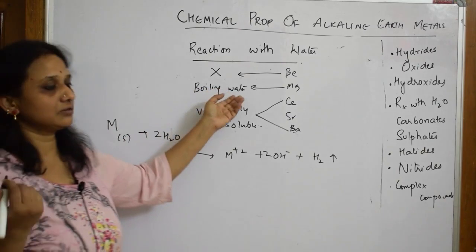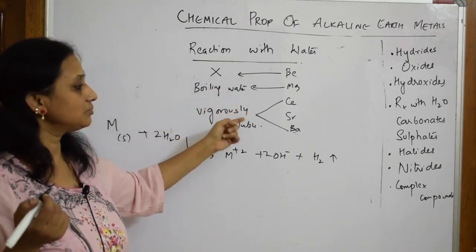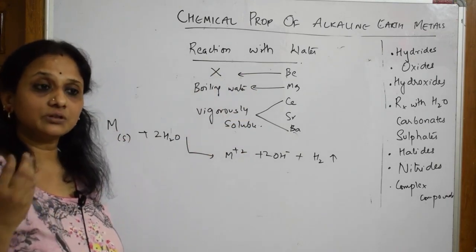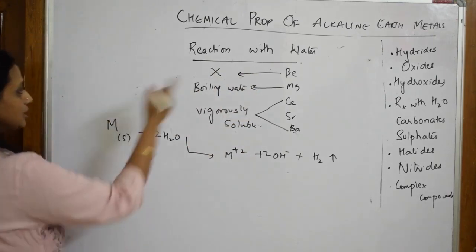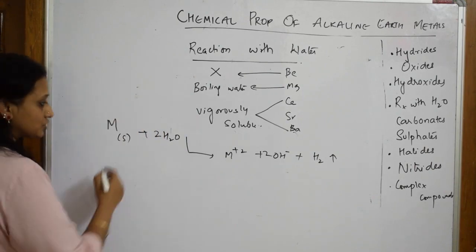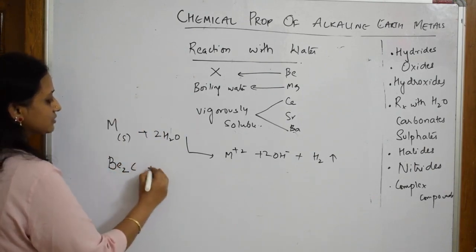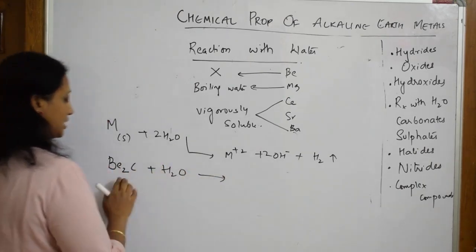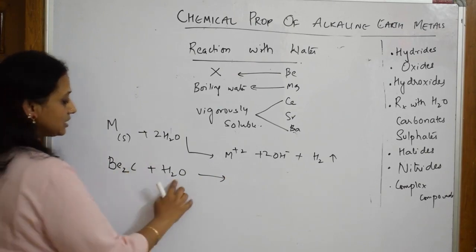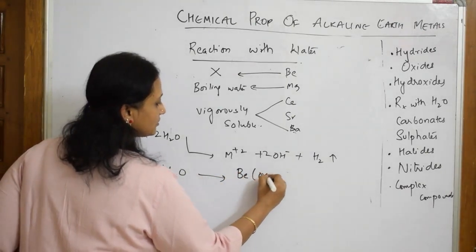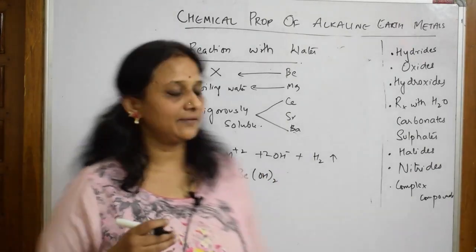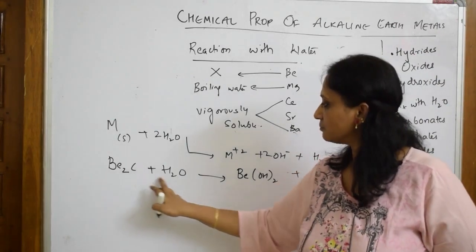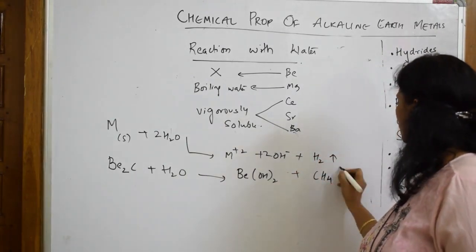Now what should you remember? Magnesium is soluble in boiling water, and calcium, strontium and barium are vigorously soluble in water. But how will you get beryllium to dissolve in water? The only option is beryllium carbide, which reacts with water. What is the product formed? First, beryllium hydroxide. We have prepared the hydroxide like this, and the leftover after beryllium hydroxide is methane. This is very important for you, you need to remember this.